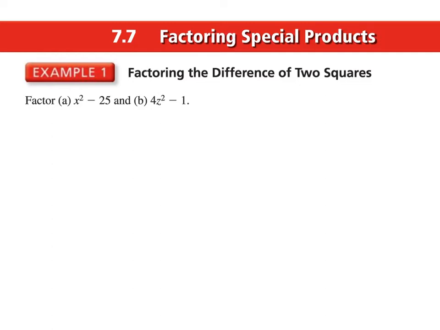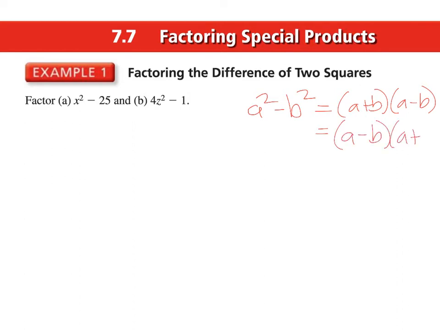All right, starting lesson 7.7, factoring special products. Okay, factoring the difference of two squares. If you ever confront an expression with this structure, it simply factors into this: a plus b times a minus b. You could just as well write it as a minus b times a plus b. It's the same thing.